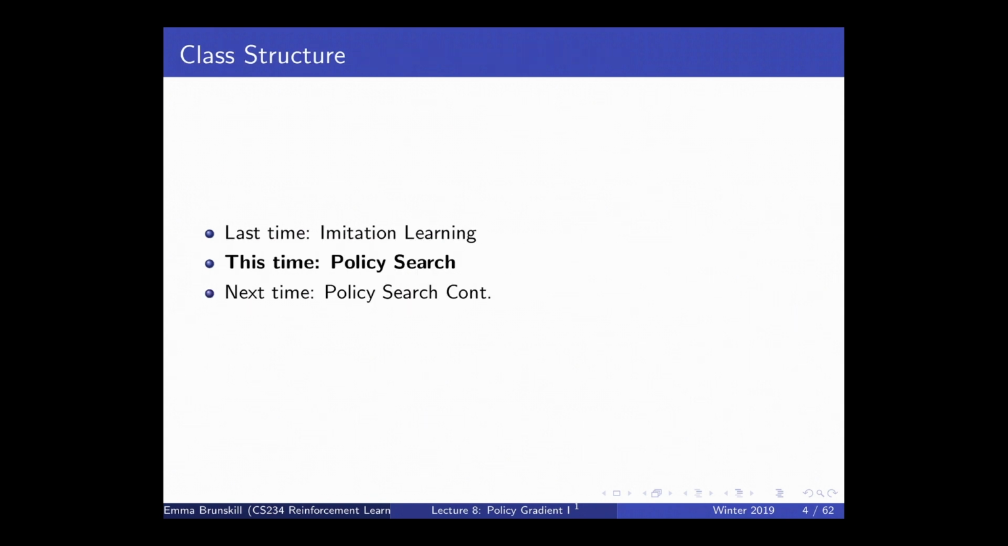So what we're going to start to talk about today and this week is policy search, which is another place where it can be very natural to put in domain knowledge. We'll see that in some robotics examples today. And it can also be a very efficient way to learn.